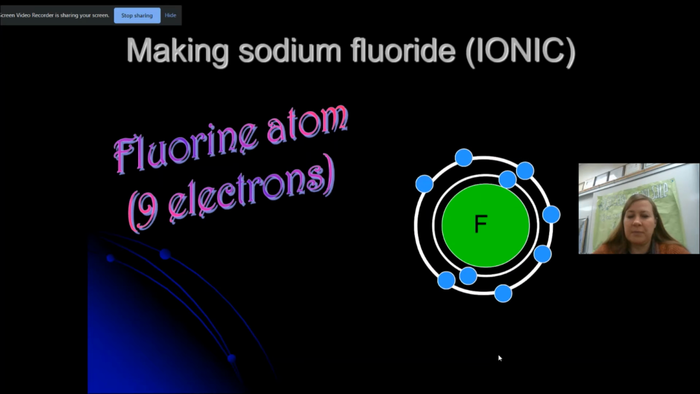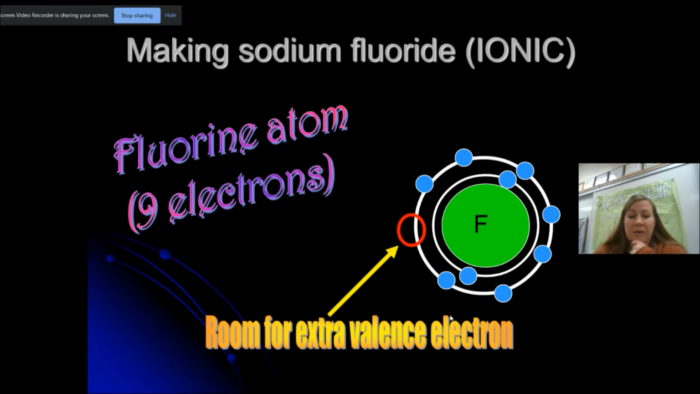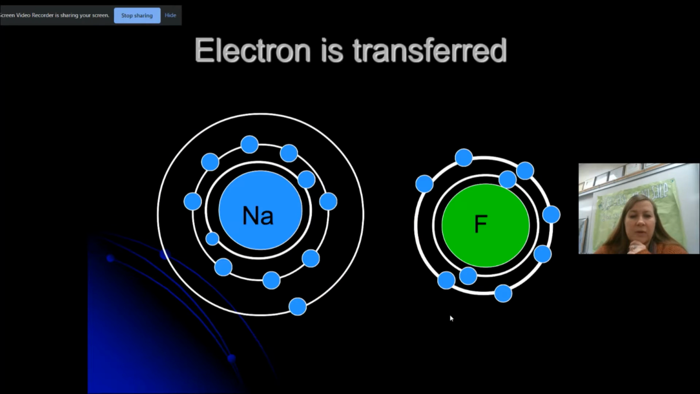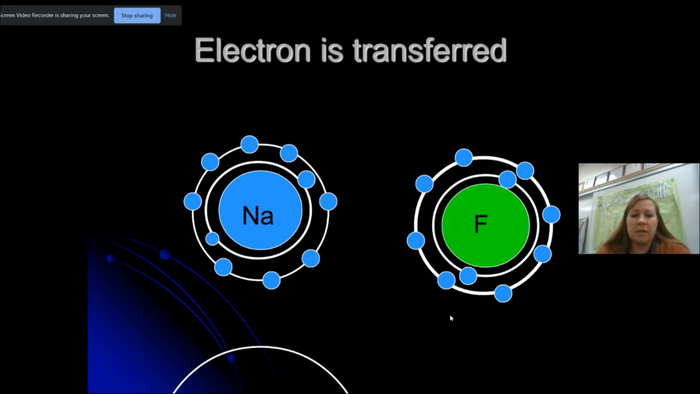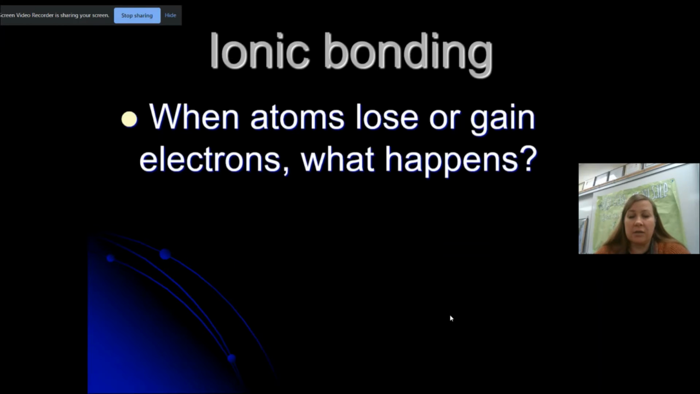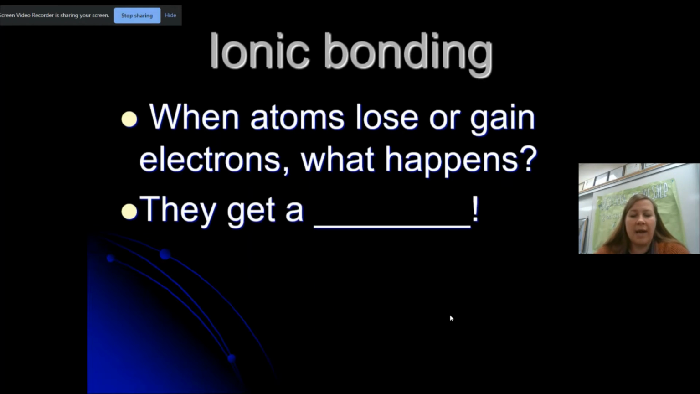And fluorine has 9 electrons total, of course, because it's element number 9. And it's going to have 2 electrons in the first energy level and 7 in the outer energy level. 7, but it wants 8. So it's got room for an extra valence electron. So when these two atoms get together, an electron is transferred from sodium to fluorine. And now that energy level is no longer the outermost energy level for sodium, so it now has 8 valence electrons.